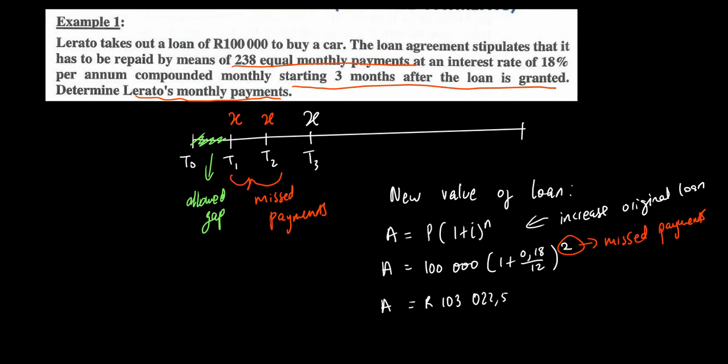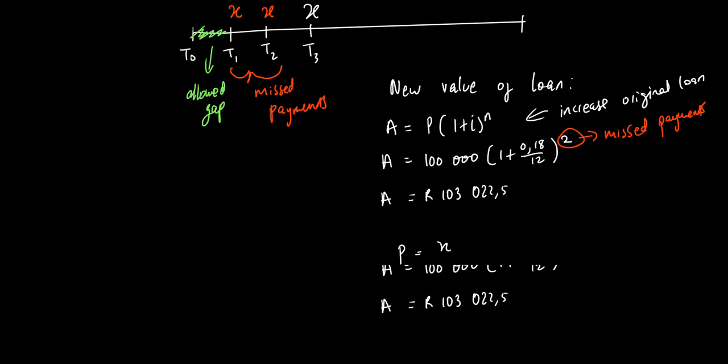Still, remember, Lerato has to settle the loan by means of 238 payments. Lerato still has to make 238 payments to settle the loan. So now we can use that to calculate how much the installments should be. And understand the following, guys, I want to do this question in this way. So if we say P equals X into 1 minus 1 plus i to the power negative n, we can calculate there.